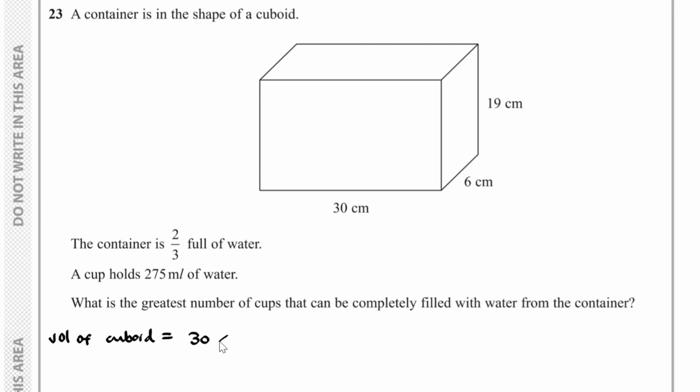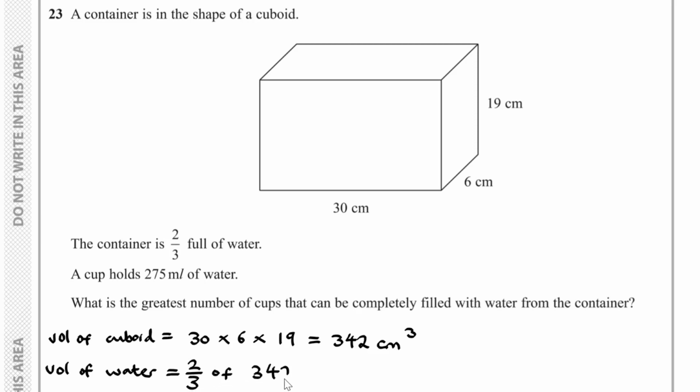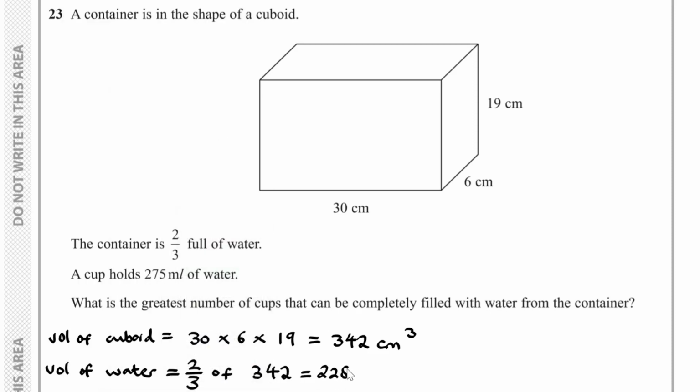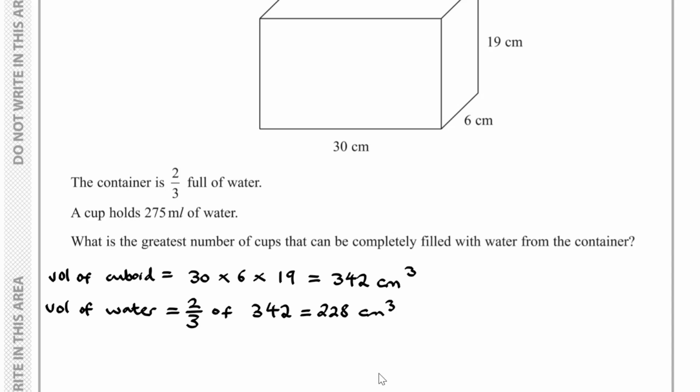that's equal to 30 multiplied by 6 multiplied by 19, which is 3,420 centimeters cubed, and therefore the volume of water, that's 2/3 of this 3,420. So if we work this out on our calculator, 2/3 multiplied by 3,420, that's equal to 2,280. So here we have 2,280 centimeters cubed of water.